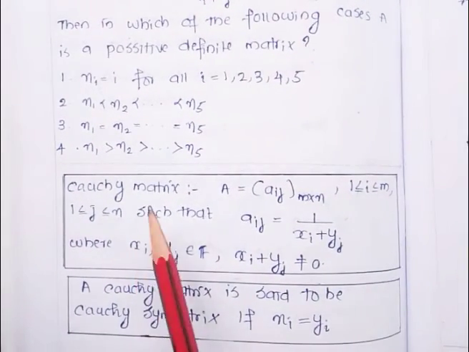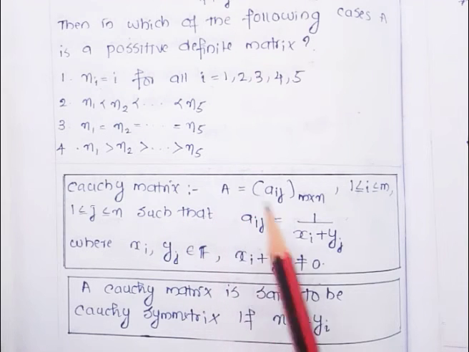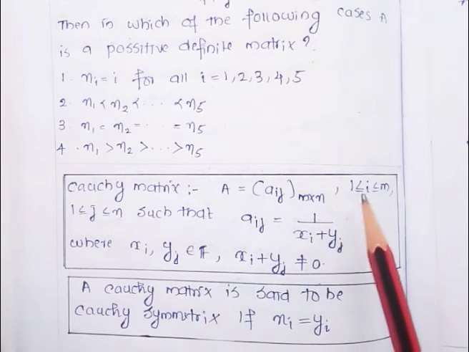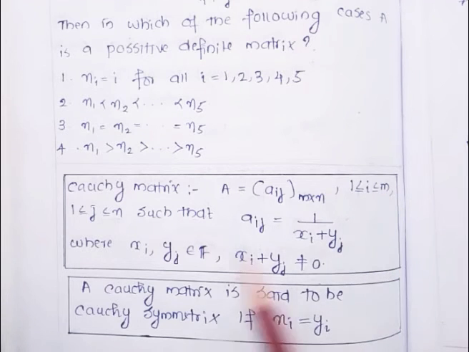Definition: Cauchy matrix. Let A = [aij] be of order m by n, where 1 ≤ i ≤ m and 1 ≤ j ≤ n, such that aij = 1/(xi + yj), where xi and yj belong to a field F and xi + yj is not equal to 0. A matrix of this form is called a Cauchy matrix. And we want to know what a Cauchy symmetric matrix is. A Cauchy matrix is said to be Cauchy symmetric if xi = yi.